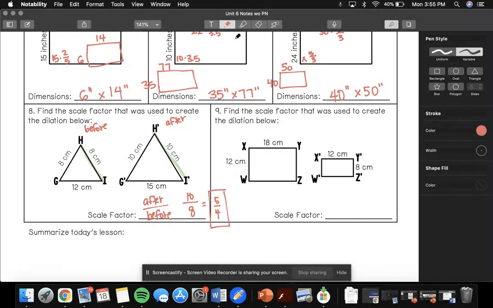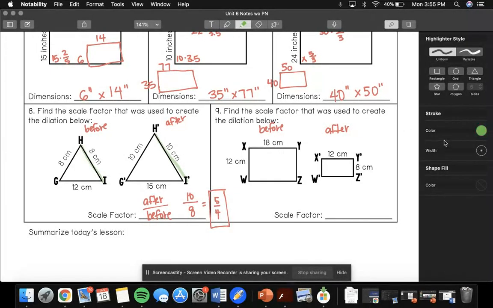All right, so this last one, XYZW is the before. X prime, Y prime, Z prime, W prime is the after. Okay, I noticed that it got smaller, 18 to 12. So keep that in mind that it should be a number smaller than 1.